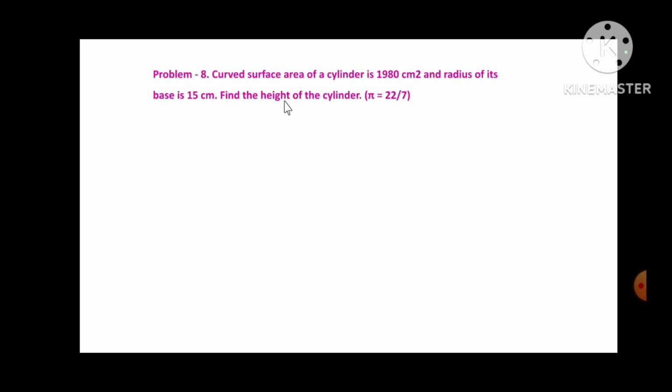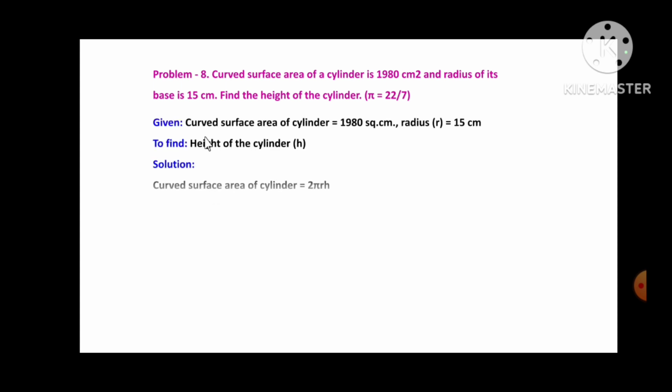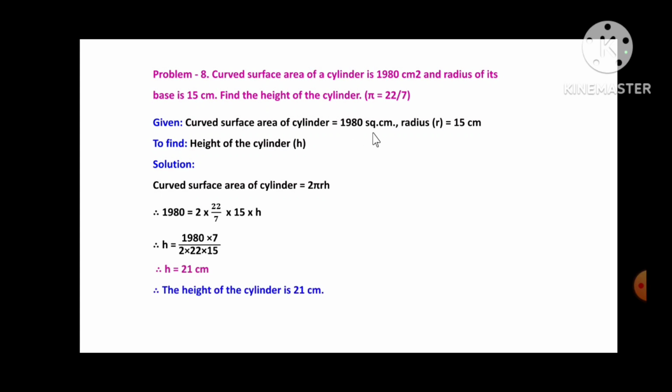Friends, now we'll see the next, that is problem number 8. Curved surface area of the cylinder is 1980 centimeter square and the radius of the base is 15 centimeter. Find the height of the cylinder. Here the pi value is considered as 22 upon 7. Friends, it is given that the curved surface area of the cylinder is 1980 square centimeter. Radius r is equal to 15 centimeter. We have to find out the height of the cylinder h.